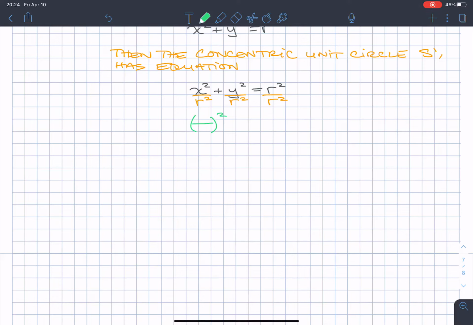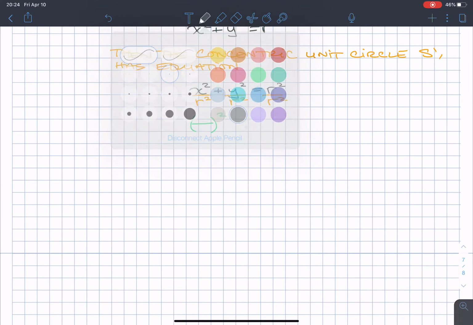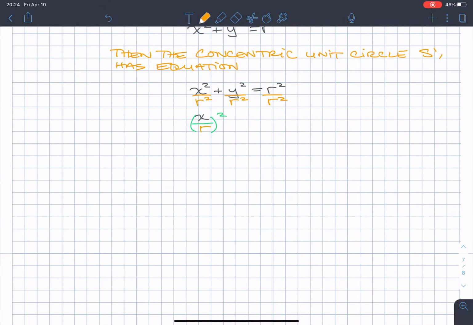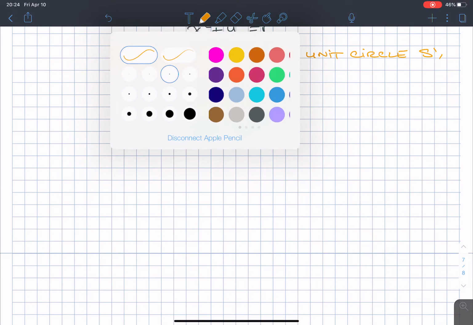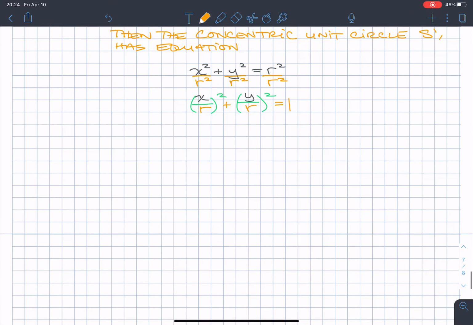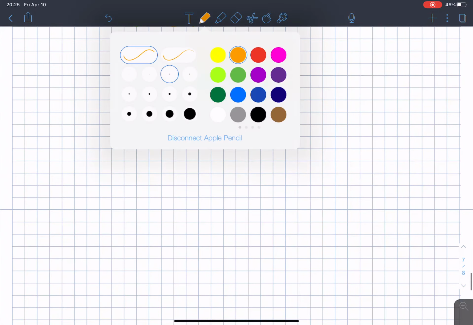Okay, so what we're going to get is x over r quantity squared plus y over r quantity squared is equal to 1. So this is on the unit circle. Okay, so let's draw a unit circle, shall we?